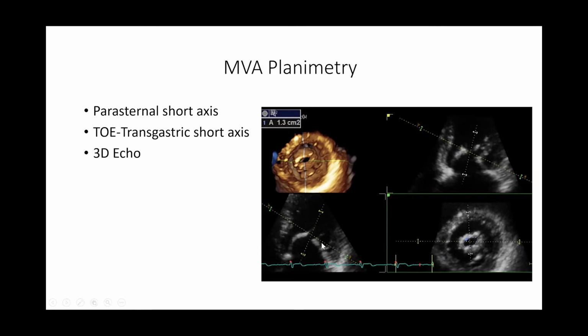that you are at the mitral valve tips. But if you're just using your parasternal short axis, then you cannot be 100% sure whether you're measuring at the mitral valve tip or not. If you're a little bit proximal, then it will overestimate the mitral valve area. So that's why 3D echo is the best if you want to do the planimetry.